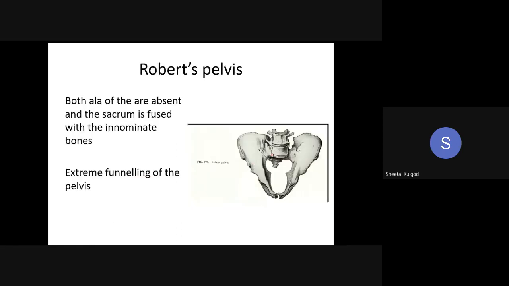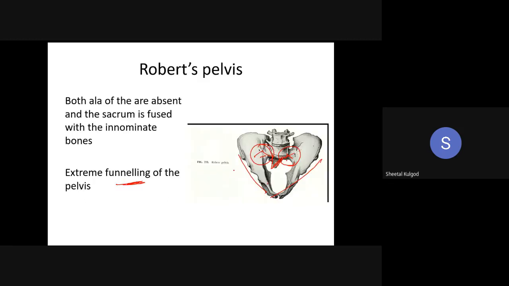Robert's pelvis is where both the alae are absent. When both the alae are absent, the innominate bones are completely fused with the body of the sacrum. So there is an extreme funneling of the pelvic cavity or whole of the pelvis. So this is a typical feature of Robert's. So you remember, when only one ala of the sacrum is absent, it is Naegele's pelvis. When both the alae are absent, it is called the Robert's pelvis. Okay.